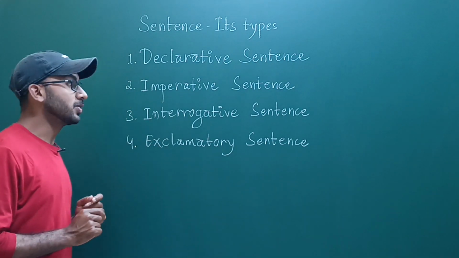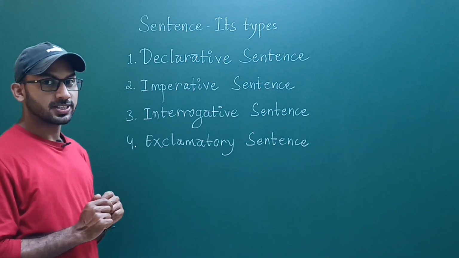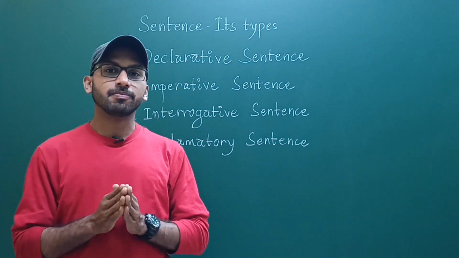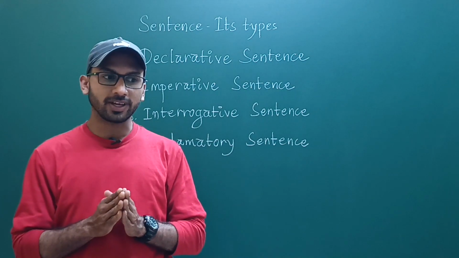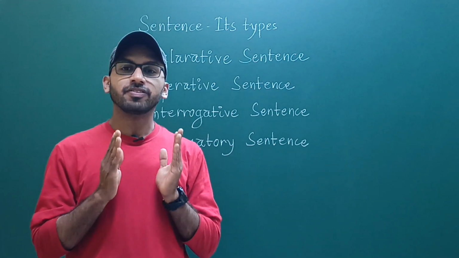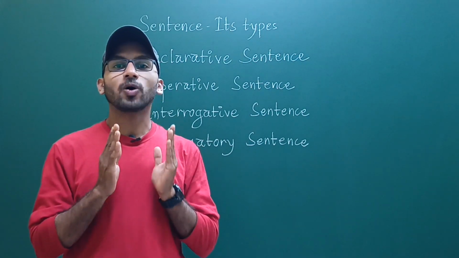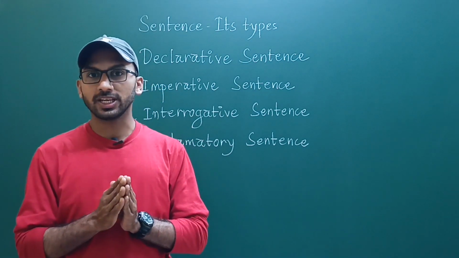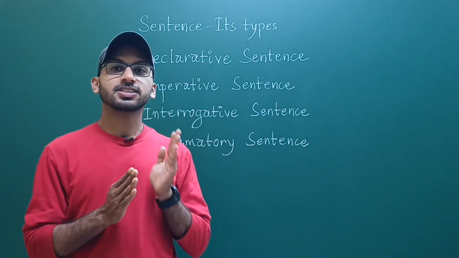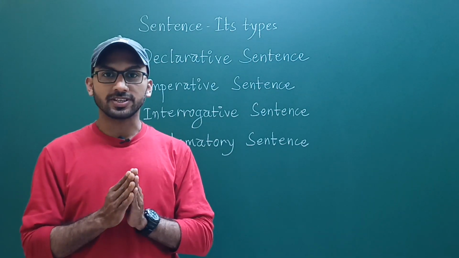So now let us come to know what imperative sentence is. Imperative sentences are sentences that make a command or request. For example, if I want to give a command, if I want to give an order to somebody to do something for me, in that way, we can understand it as imperative sentence.